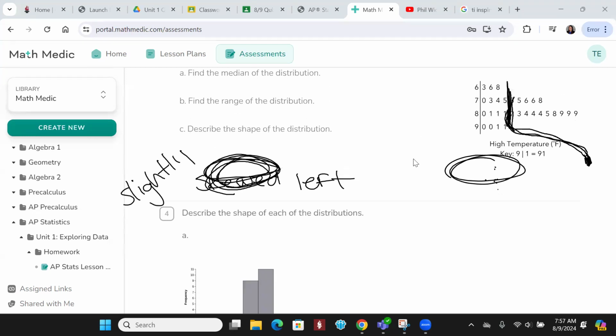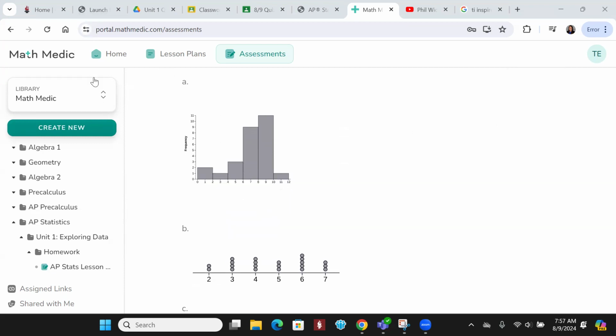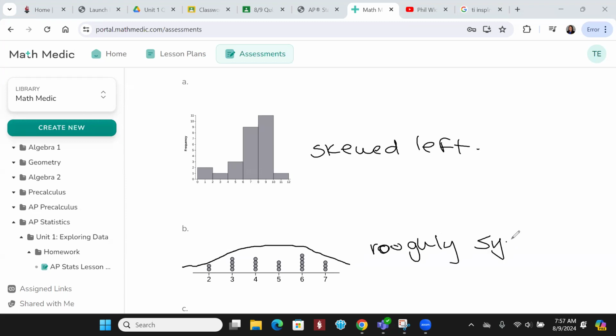Let me scroll down. Okay, what's the first one? Yes. Skewed left. Okay. What about B? This one gave y'all a lot of trouble. A lot of y'all started saying bimodal. It's got to be clear, like it's got to be thick columns. So this is going to be roughly symmetric. Adverbs. My least favorite thing.